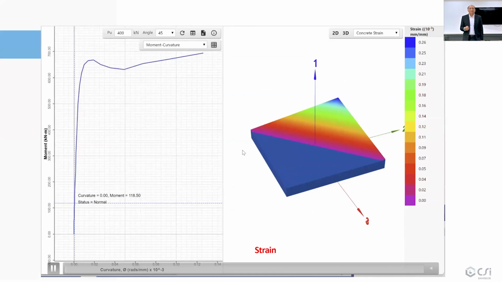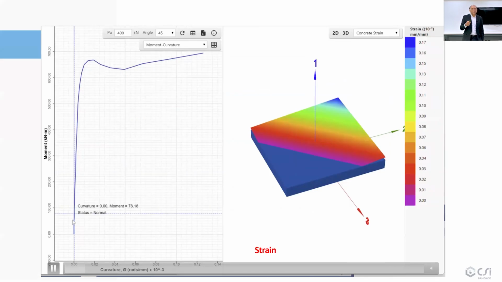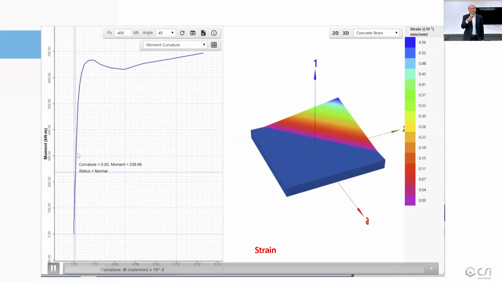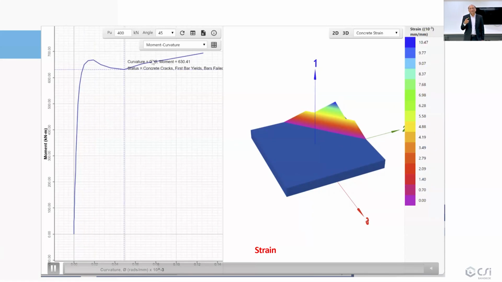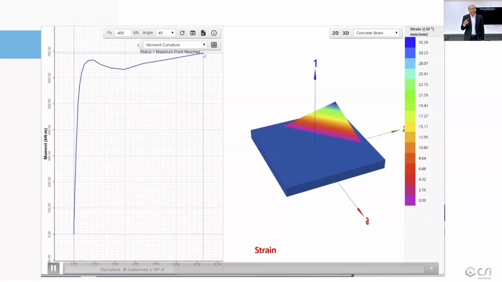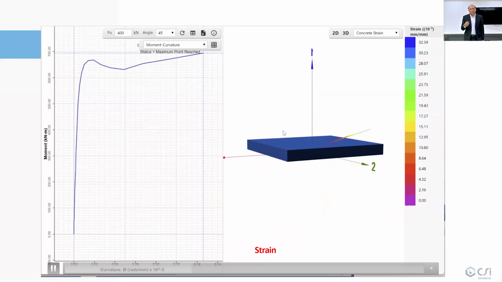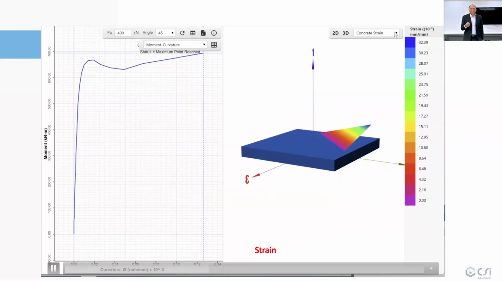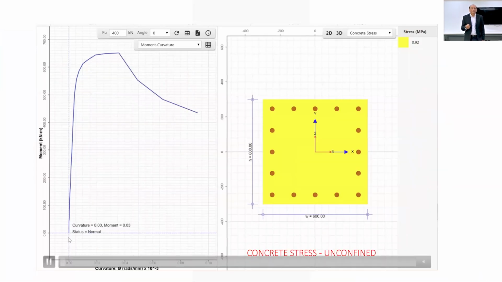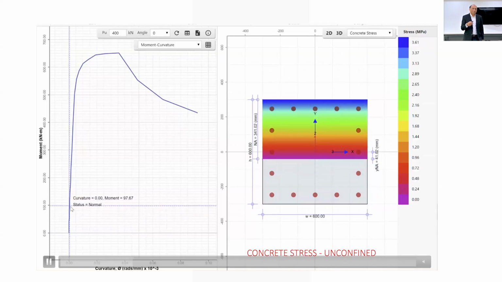And we can see, if you just play this one, if you look at the moment curvature curve, when you move the cursor on that using CSI Col, you can see the variation in, let's say, concrete strain for any location. And you can see also how it will vary. Similarly, you can see the concrete stress for any location on the moment.